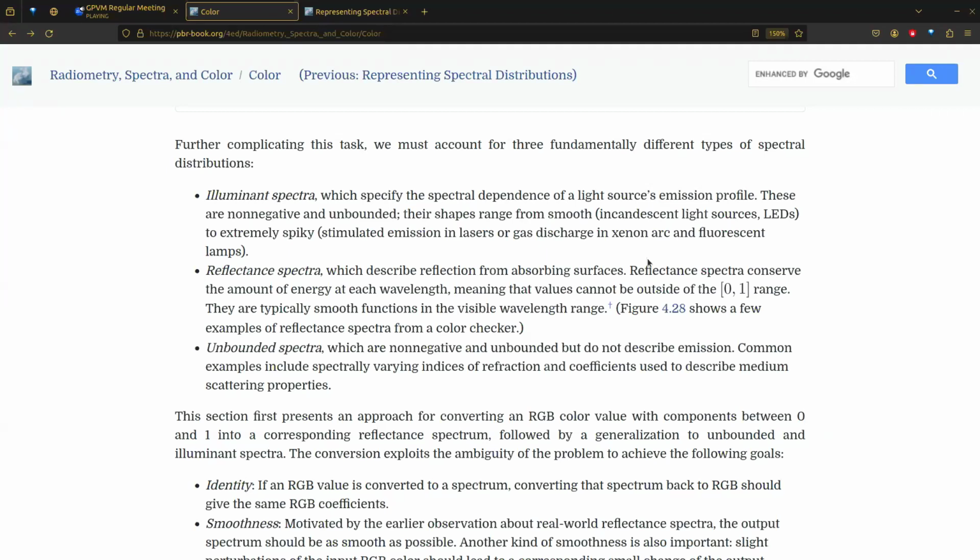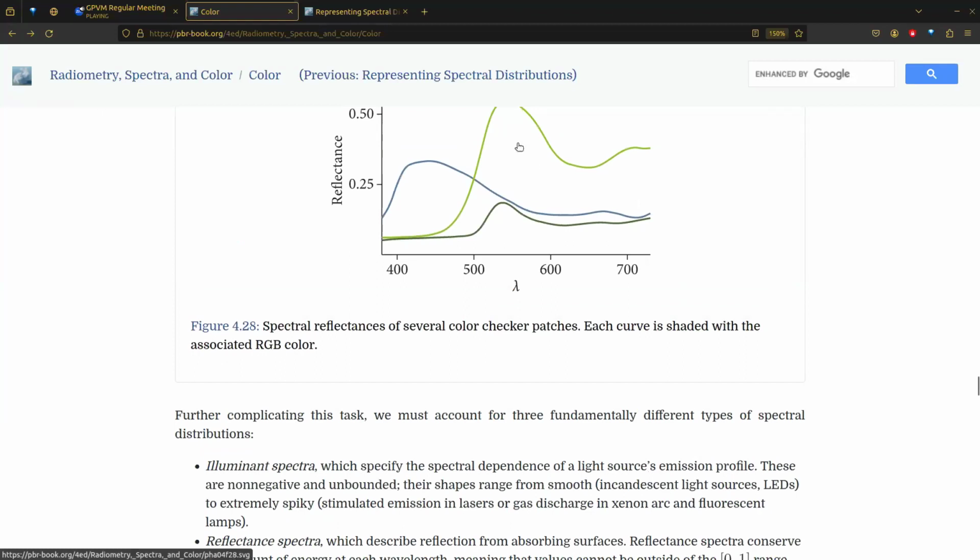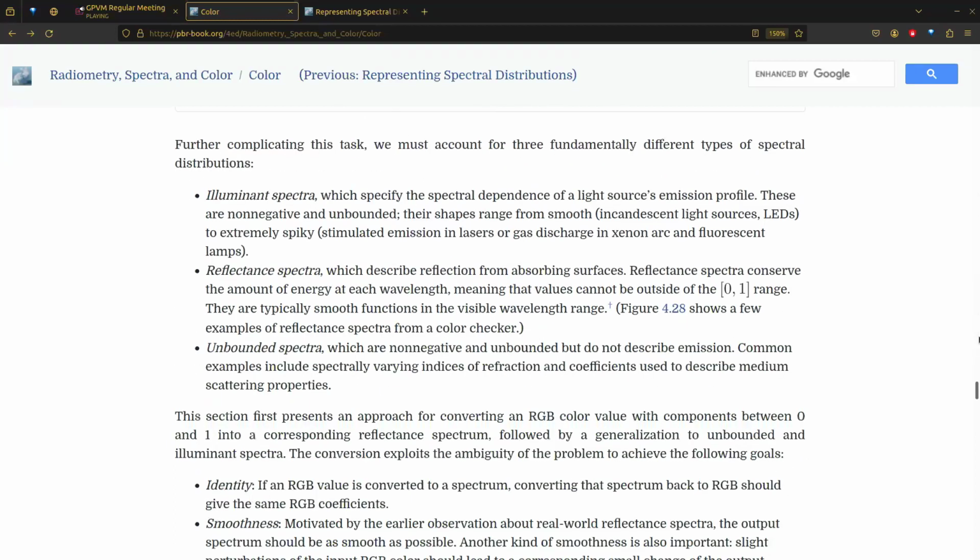If you've seen the corresponding charts for the color distribution of a fluorescent light, it's got some very sharp spikes, and then it's low intensity values for most of the rest of the spectrum.